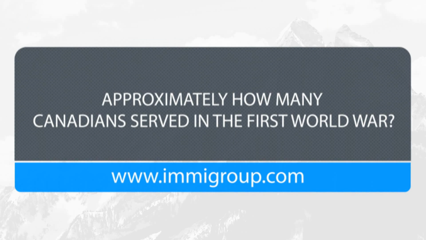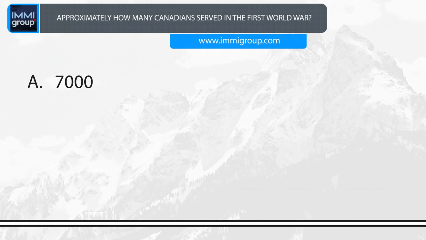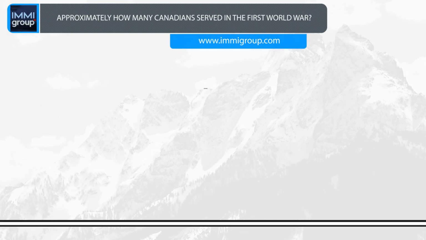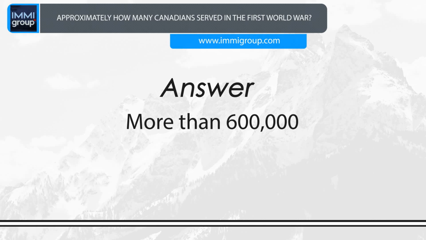Approximately how many Canadians served in the First World War? A. 7,000. B. 8 million. C. About 60,000. D. More than 600,000. Answer: more than 600,000.